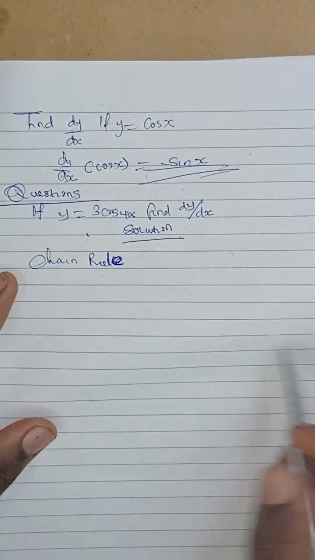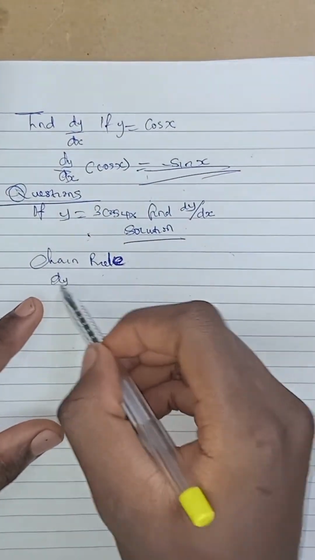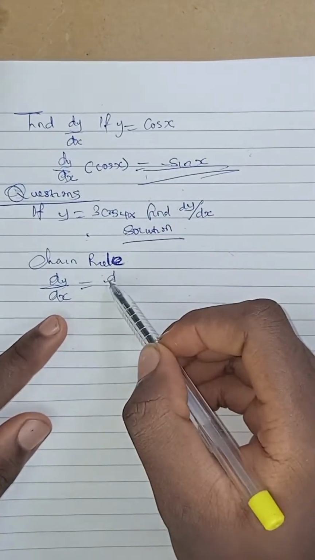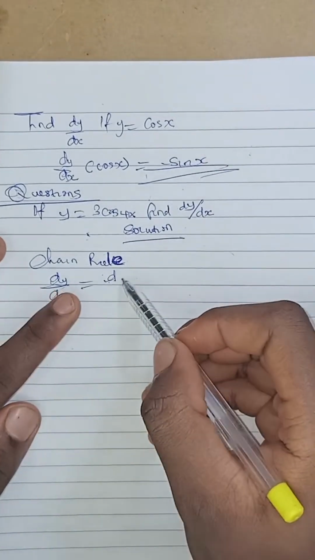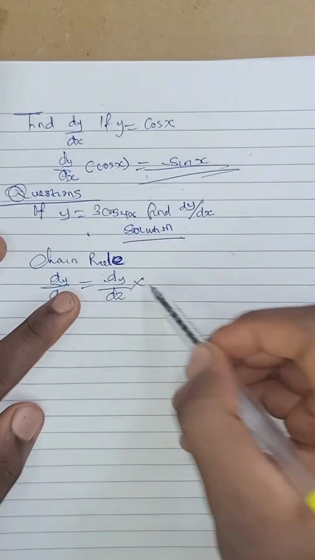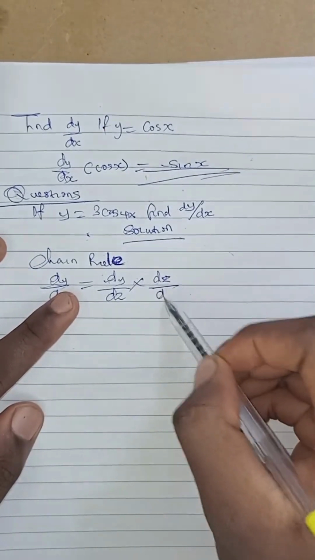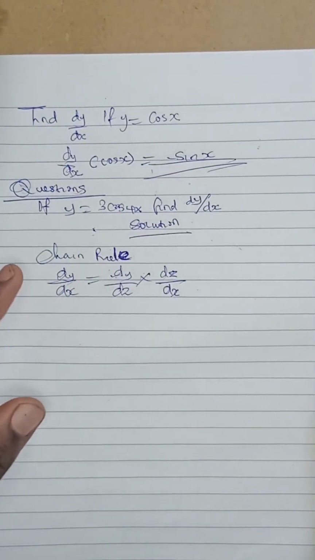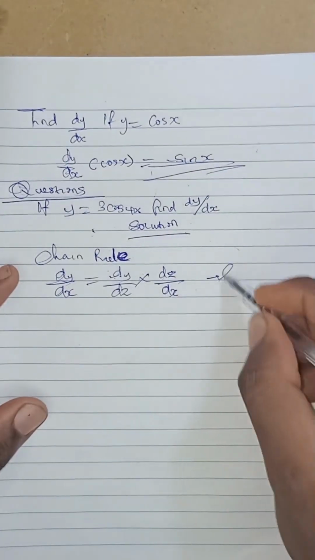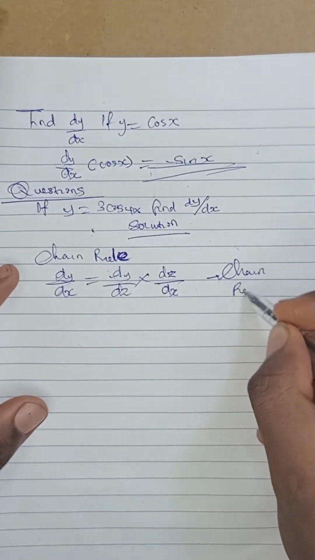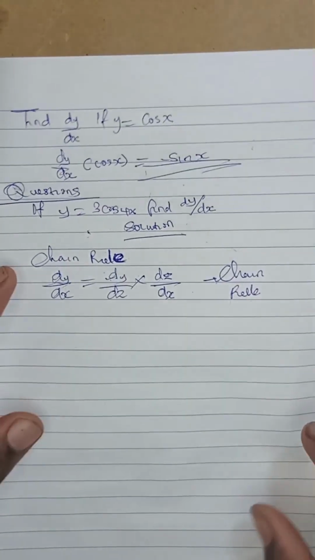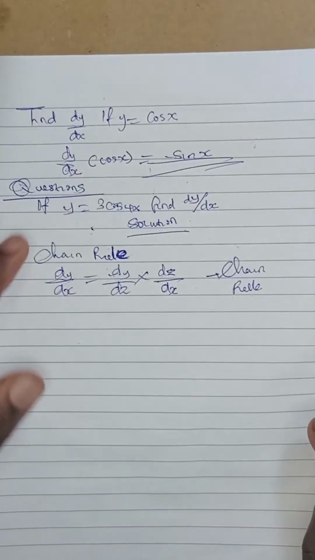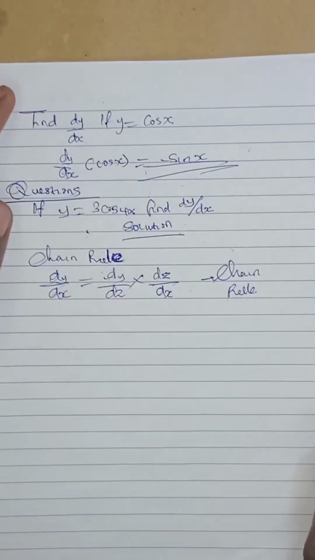Now, the chain rule states that dy over dx of a function is equal to dy over dz times dz divided by dx. This is what it states. This is known as the chain rule. So take note of that, right? So now moving on.